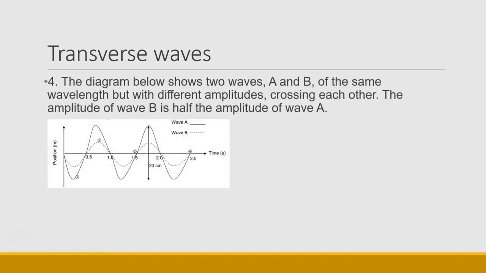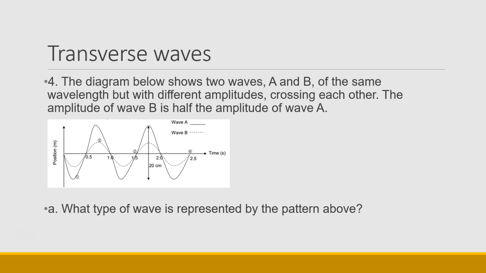The diagram below shows 2 waves, A and B, of the same wavelength but with different amplitudes crossing each other. The amplitude of wave B is half the amplitude of wave A. Going to look at the diagram carefully. Wave A is the solid line, and wave B is the broken line. And we were given the length from the top of the crest to the bottom of the trough of wave A in centimeters, and we were told that wave B has half the amplitude of wave A. So we need to read the question carefully, and we need to look at the diagram carefully.